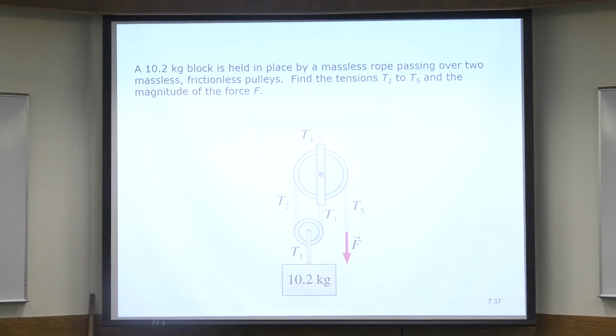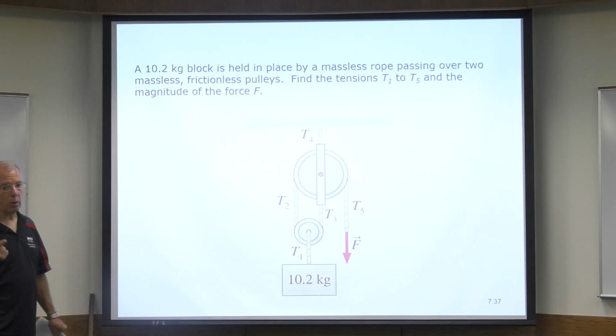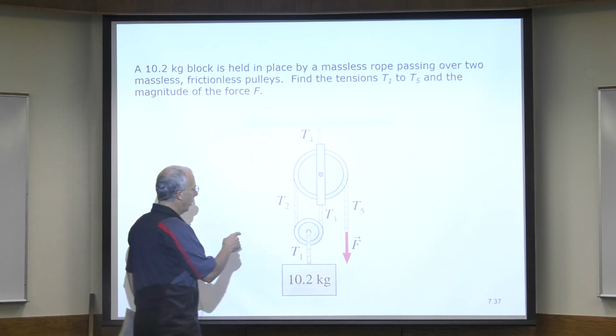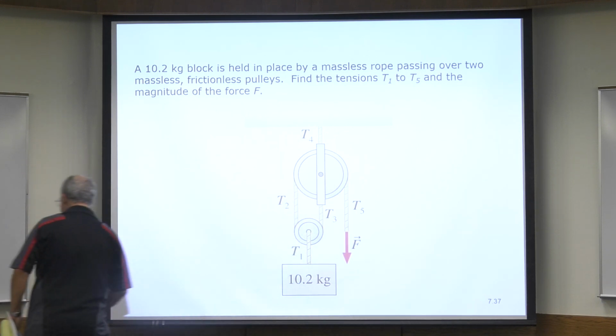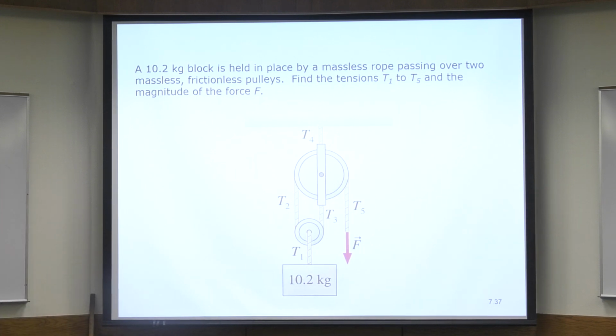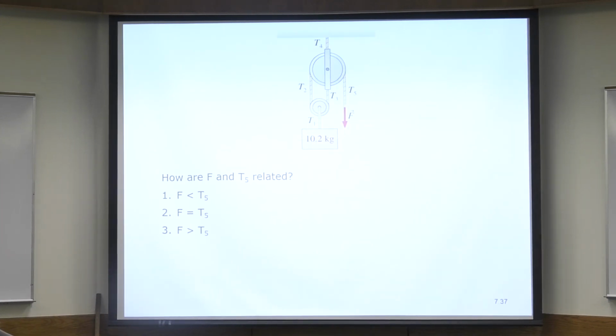So what's so great about massless ropes and massless pulleys? Well, I'll get to it, but just remember what we learned in the past. Okay, so here, according to Newton's third law, what has to be true about F and T5? So pause your video and vote, please. Okay, so that should be obvious, right? F equals T5.